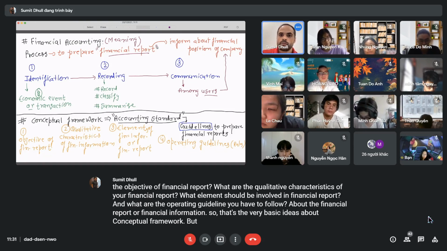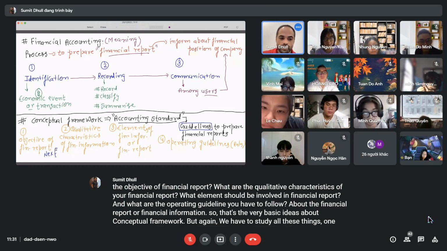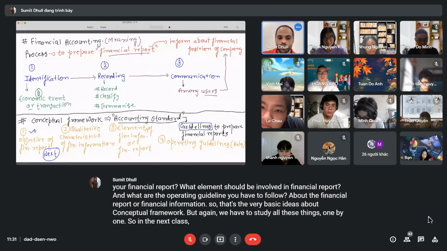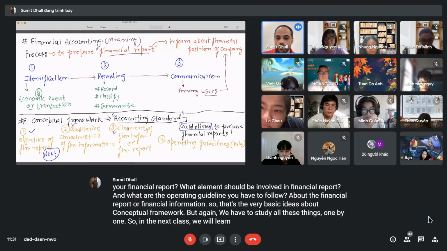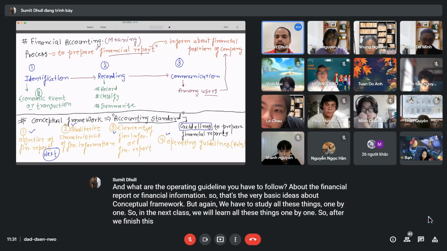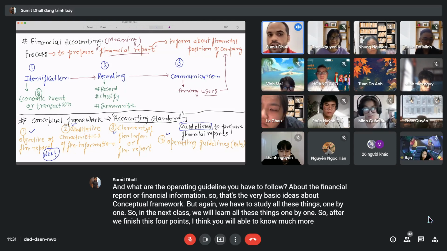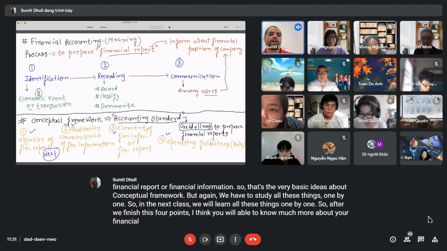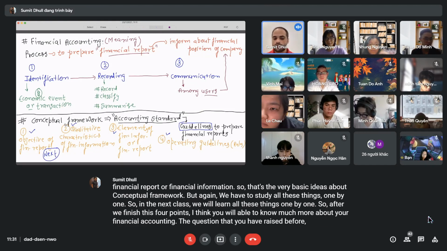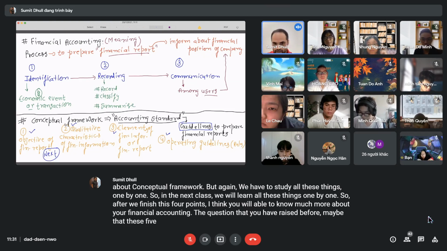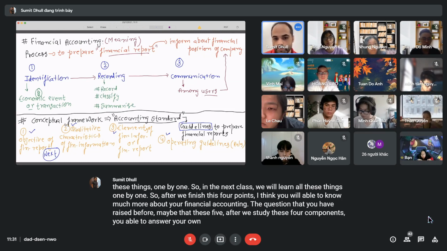But again, we have to study all these things one by one. So in the next class, we will learn all these things one by one. After we finish these 4 points, I think you will be able to know much more about your financial accounting. The questions that you have raised before, after we study these 4 components, you will be able to answer your own questions, right?